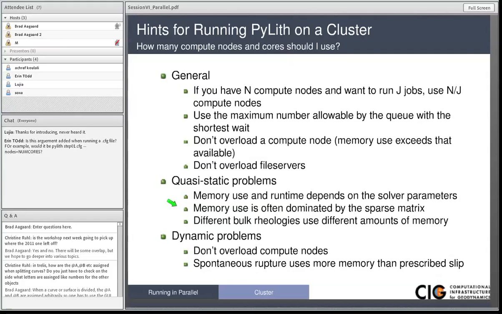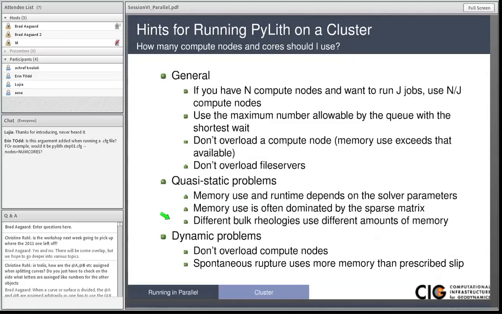Other things to be aware of is that the different bulk rheologies use different amounts of memory. So when you're judging how much memory my simulation is going to take, just a simple elastic model doesn't have to store any state variables. It can compute strains and stresses on the fly, whereas a nonlinear model needs to keep around state variables so we can update those state variables and keep track of how much plastic strain or viscous strain there's been. So if you don't do all of your testing with elastic materials, if you're going to do a large run, be aware of the more complicated bulk rheology.